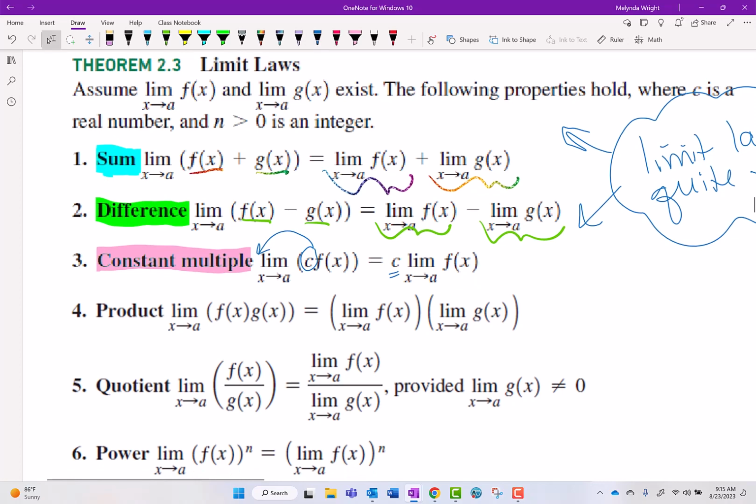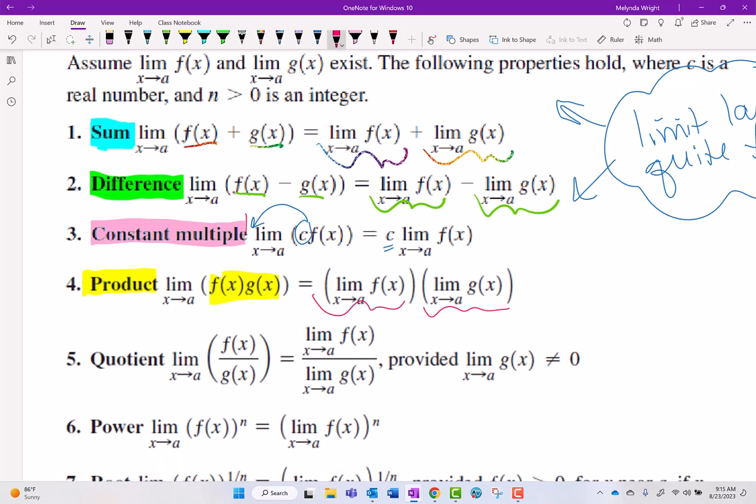We also have one called product. On the product one, instead of multiplying the functions first and then doing the limit, we could split them apart. We could do one limit and then the other and then multiply the results. Is everybody getting the feel for what the limit laws are? They're very nice and flexible.